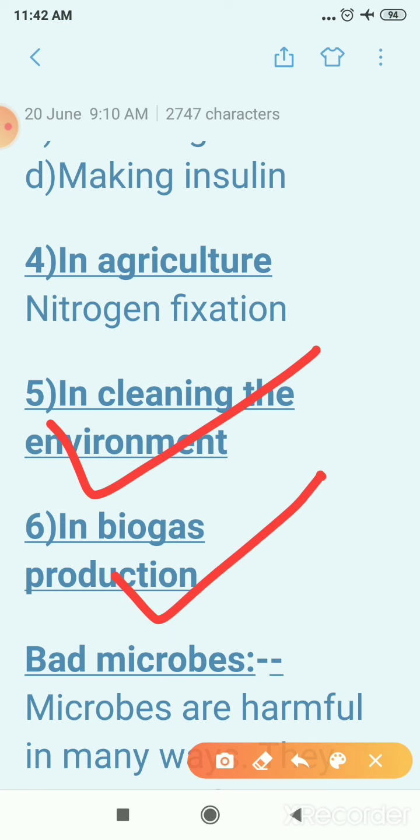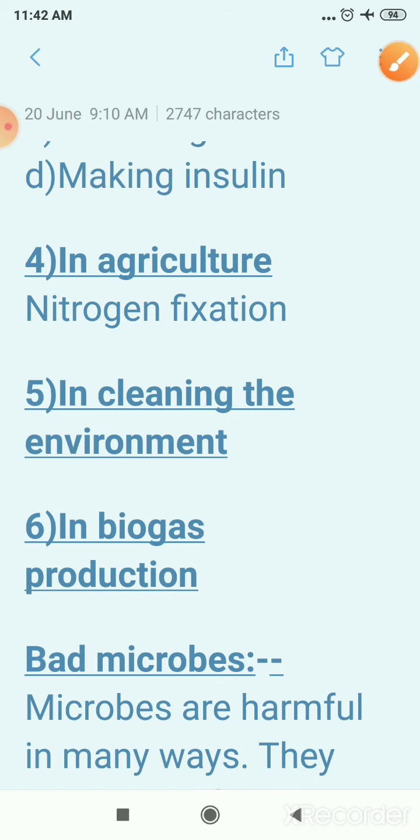All these were the good microbes. Let us summarize once again. We use microbes in food and beverage industries, in making curd and cheese, making bread, making idli, dosa and dhokla, manufacturing of alcohol, manufacturing of acetic acid. In the health sector, we make antibiotics, vaccines, vitamins and insulin.